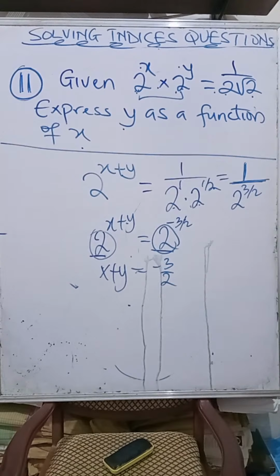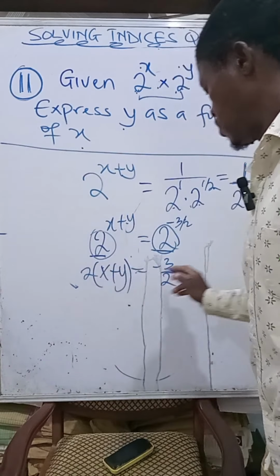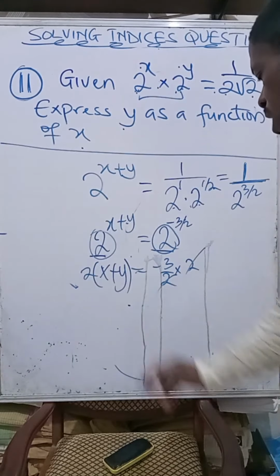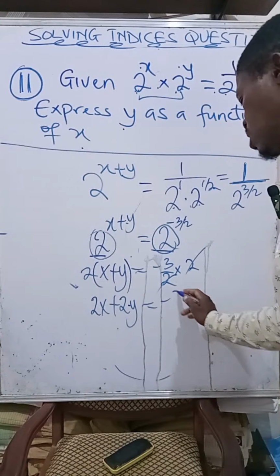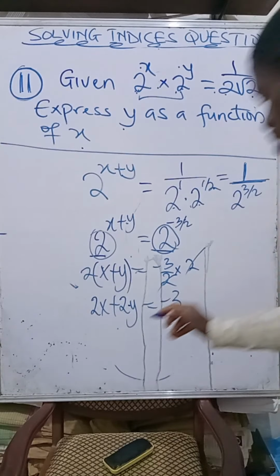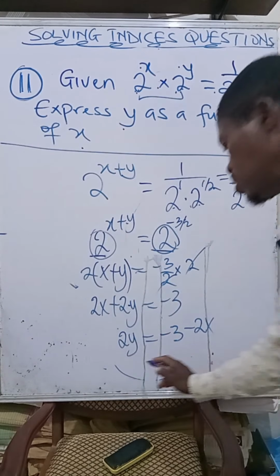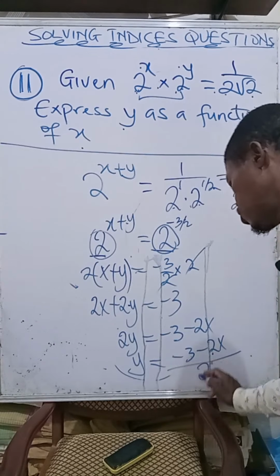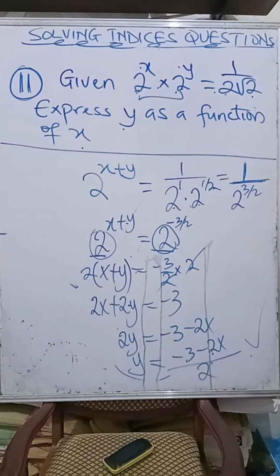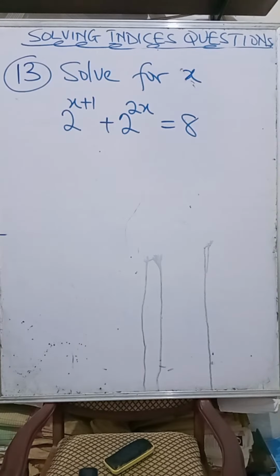Can we multiply 2 by this one? This place times 2, this place also times 2. So this one and this one we cancel. We have 2x plus 2y equal to minus 3. You can make 2y the subject, and that will be equal to minus 3 minus 2x. So make y the subject, that's minus 3 minus 2x over 2. And that's finished that. We have made y a function of x.